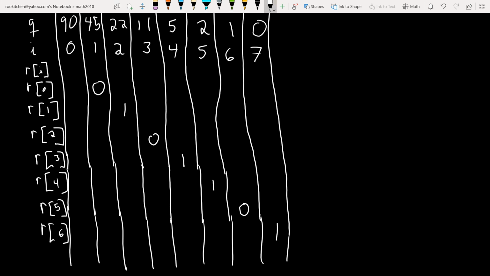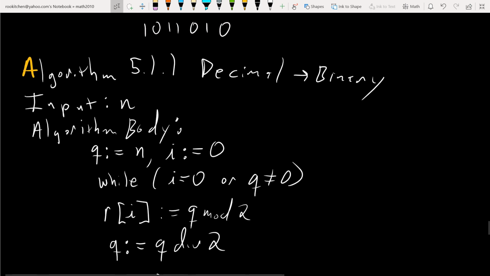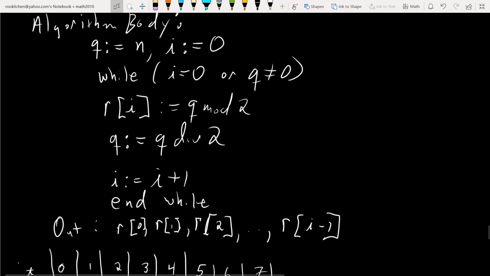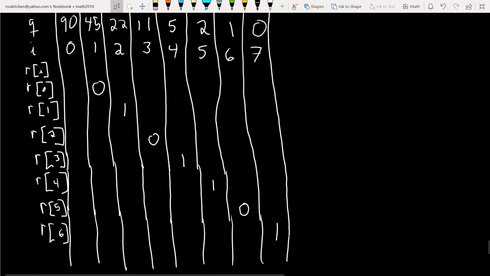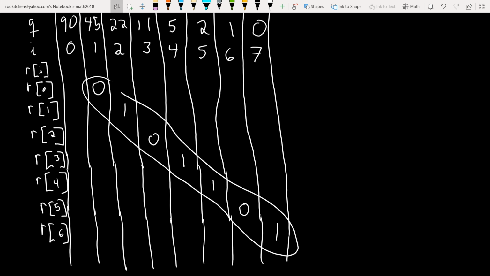Increment to 7. Now q is 0 and i is not 0. So both of those statements in the while condition are false. i is not 0, and q is equal to 0. So we end the while loop, and the output is this array here, this list, which is the binary number for 90. Okay, so 1 0 1 1 0 1 0.